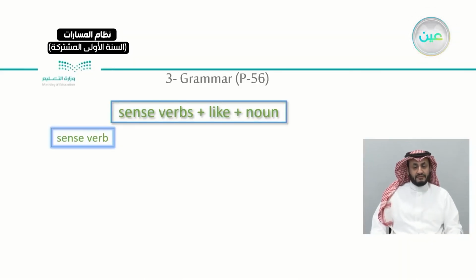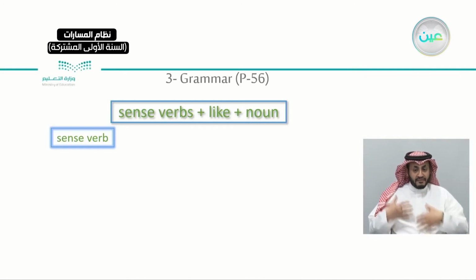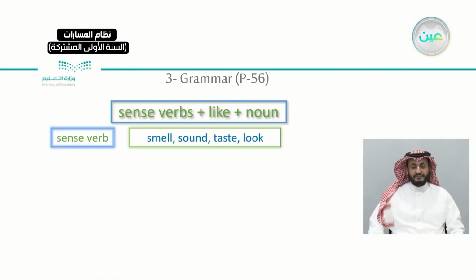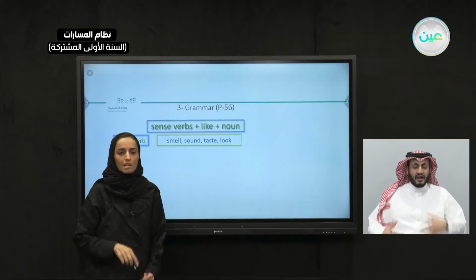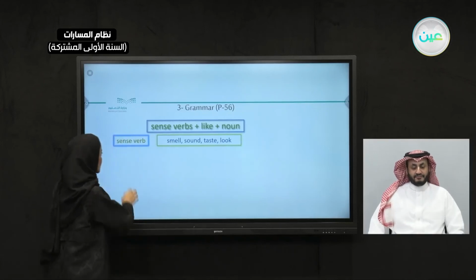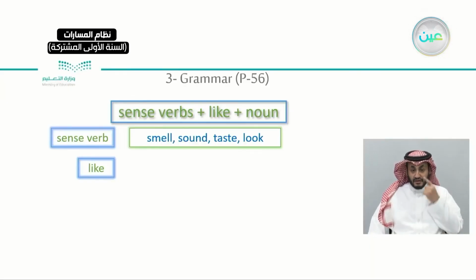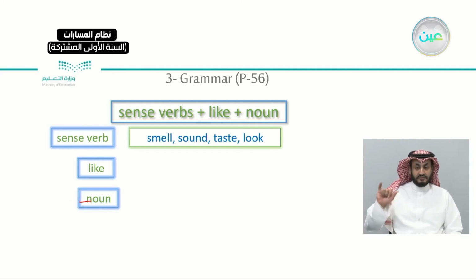What is a sense verb? Anything that is related to the 5 senses. What you can see, what you can smell, sound, taste, or look. It looks like a duck. It tastes like something. It sounds like something. Then it will be followed by like. Then it will be followed by a noun.